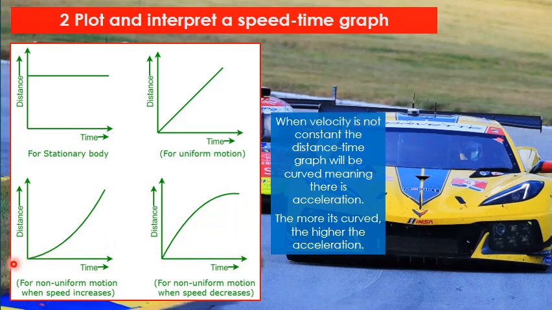So this is constant acceleration, this is constant deceleration. If our graph was more curved like this, it means the acceleration would be higher. So the more it's curved, the more the acceleration. Even here, if we were decelerating and the graph was maybe more curved like this, it means it was decelerating faster downwards here. The deceleration was faster. So that's that for the distance time.